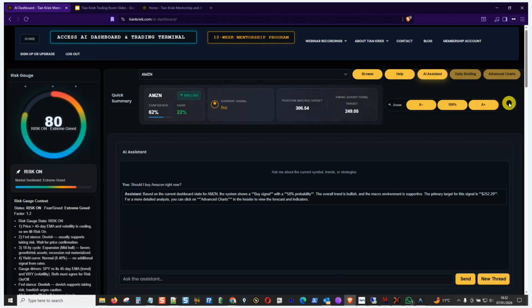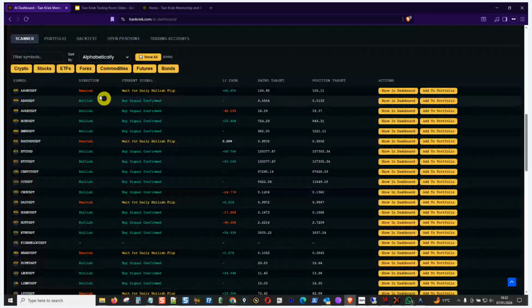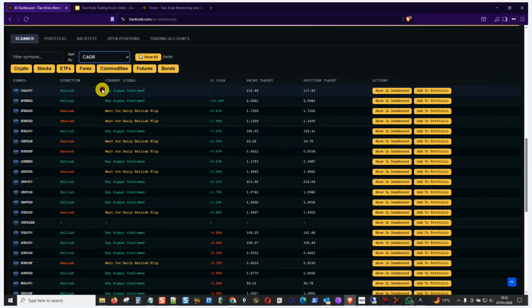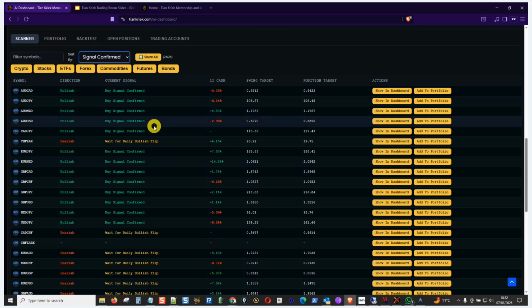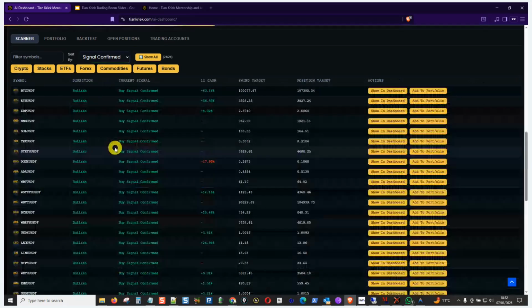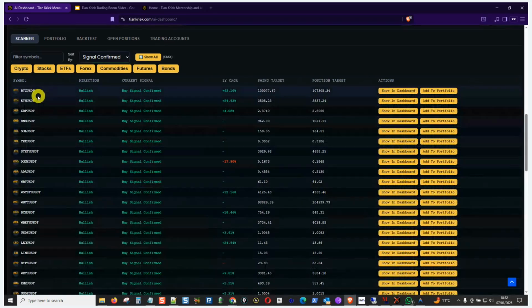So I wanted to go and have a look at some crypto. So this is the crypto. You can sort them alphabetically. You can sort them by compound annual growth rate from high to low, the return if you would just buy and hold it. You can sort them by signal confirmed. So, oh, this is the Aussie. This is Forex. Sorry, let's go click on crypto again. So Bitcoin is bullish and there's a buy signal confirmed with a swing target at 100,000. Ethereum is bullish. There's a buy signal confirmed with a target at 3,505.